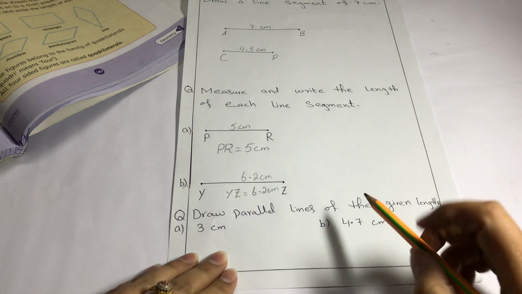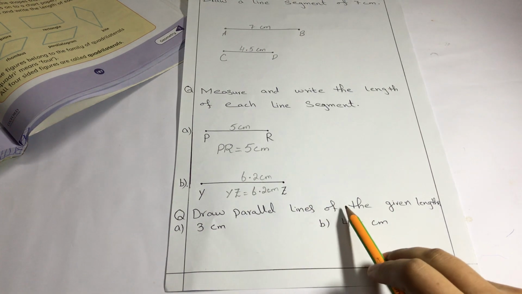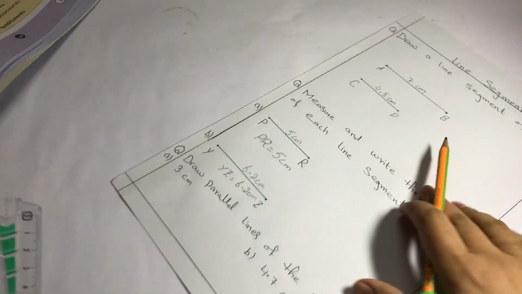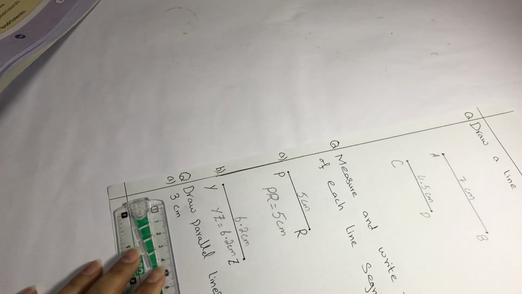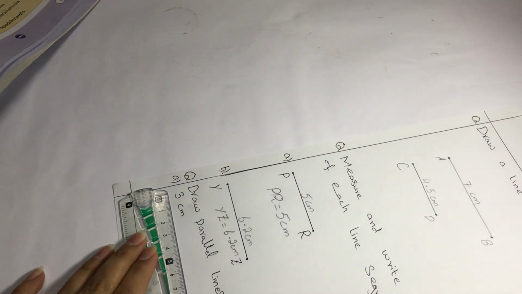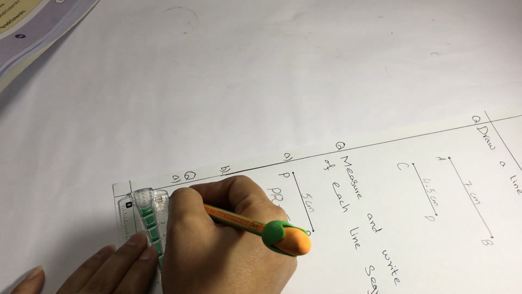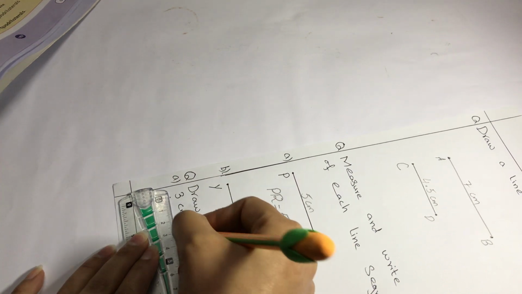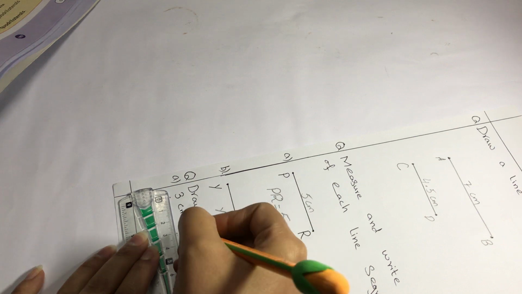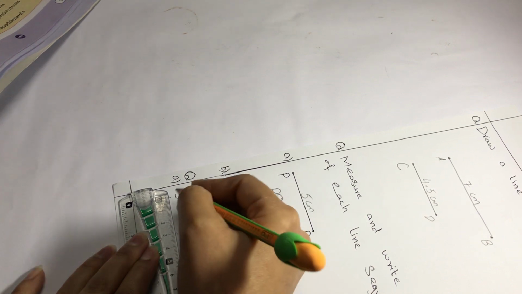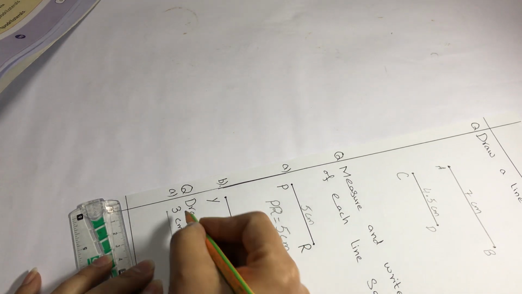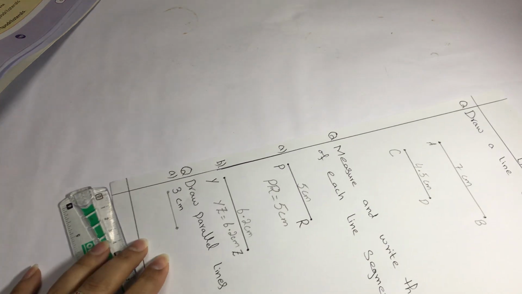Now your question is, draw parallel lines of the given lengths. First one is 3 centimeter. So I will draw a point on 0 first, and then I will draw a point on 3, right? Because I have to draw 3 centimeter. Then I will join these 2 points together, right? So it's my line segment of 3 centimeter.